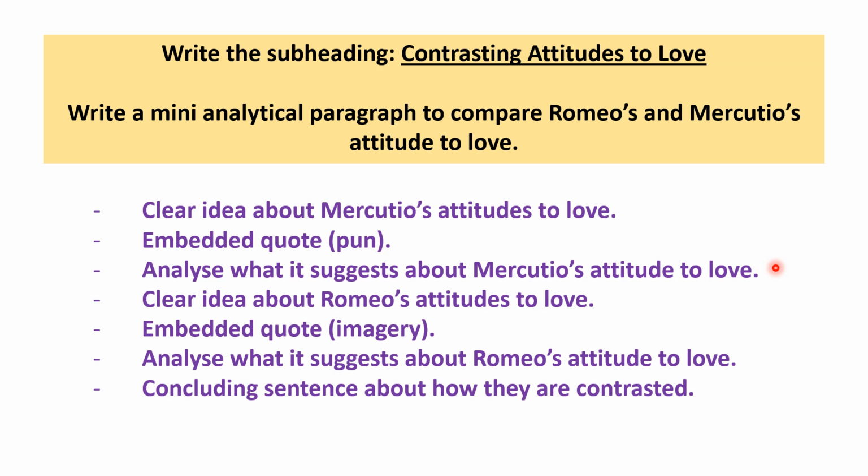Then you're going to mimic the same three-step process for Romeo. What is Romeo's attitude to love? Then embed a quote using one of the pieces of imagery that you've got down on your mind map, and then again analyse what it suggests. And then finally, you're going to conclude with a sentence about how they are contrasted. So on one hand, Romeo is this, and on the other hand, Mercutio is that. So that is our mini analytical paragraph. Pause the video and spend the remainder of the lesson completing this task.